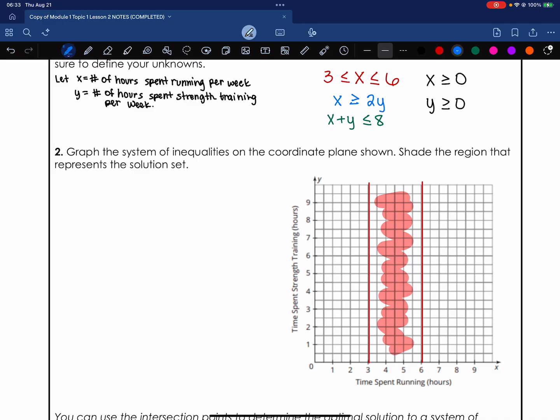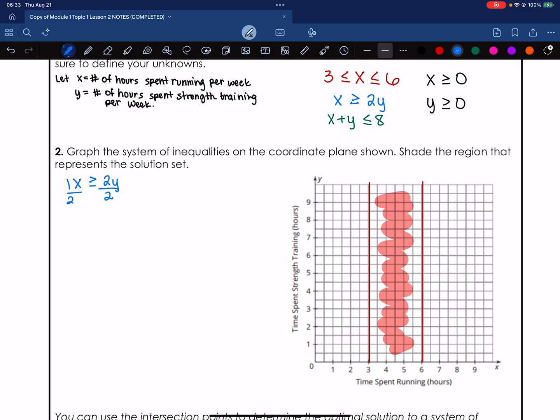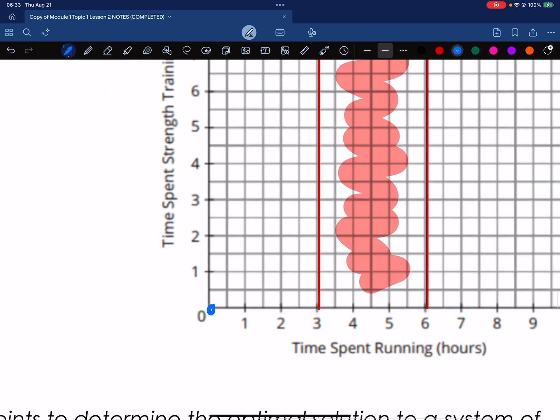Now, the X is greater than or equal to 2Y. If we want to easily graph this, okay, we can solve for Y, and that puts it in slope-intercept form. So that means I would just divide by 2, and there's technically a 1 there. So I get 1/2 X is greater than or equal to Y. So that tells me that my Y-intercept is 0 and that my slope is 1/2. So I'm just going to go up 1 over 2.